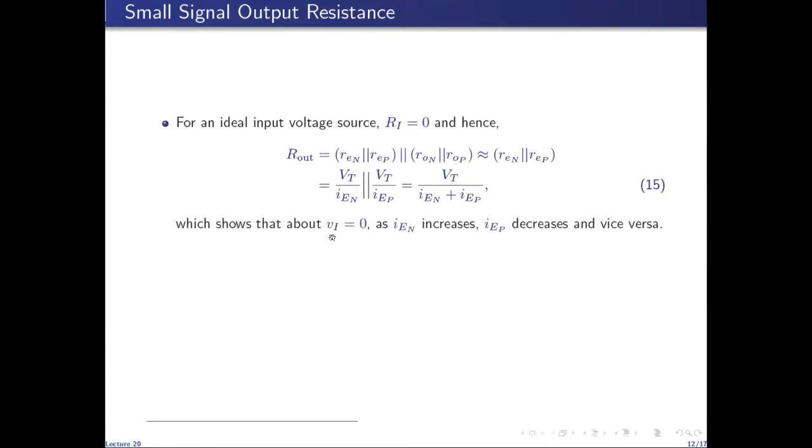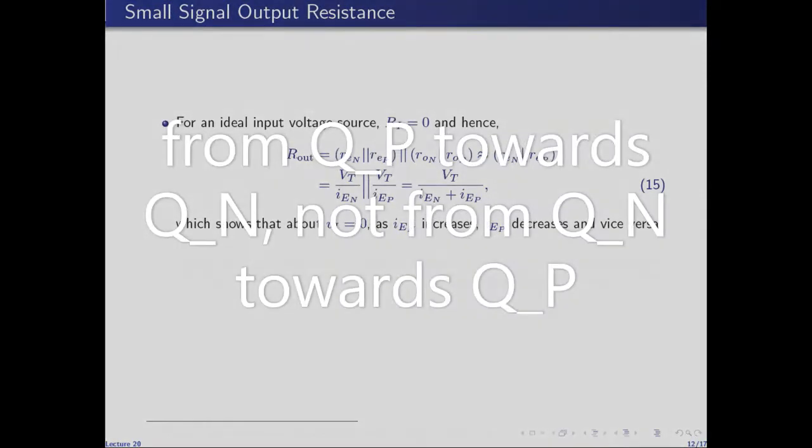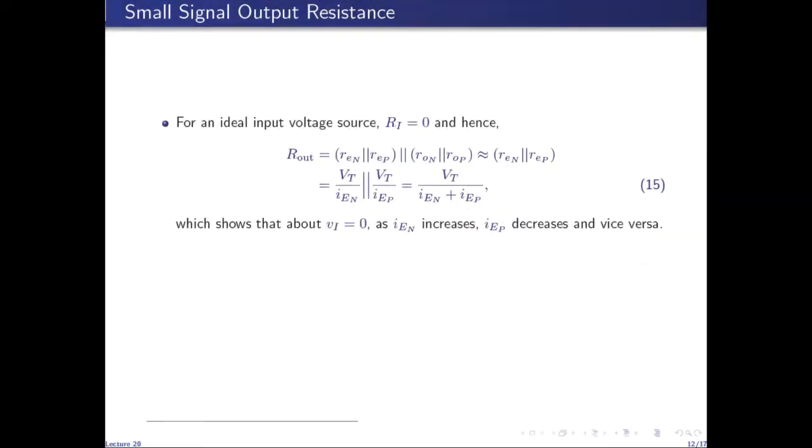in the region around Vi equal to 0, so around the origin of the VTC, as IEN increases, IEP will decrease because the conduction will gradually shift from Qn towards Qp. Similarly, when Vi decreases in the negative direction in its vicinity, IEP will increase and IEN will decrease because the conduction will gradually shift from Qn towards Qp.